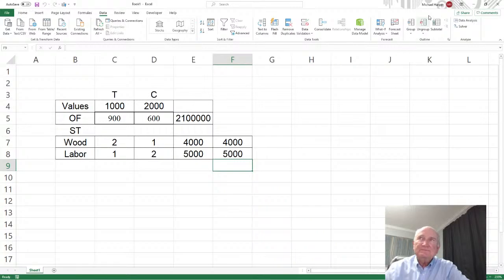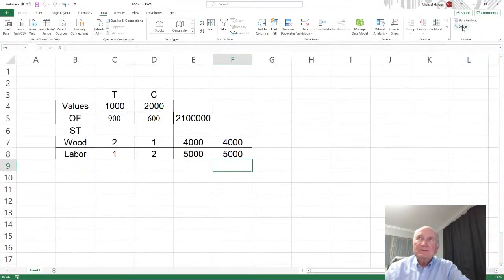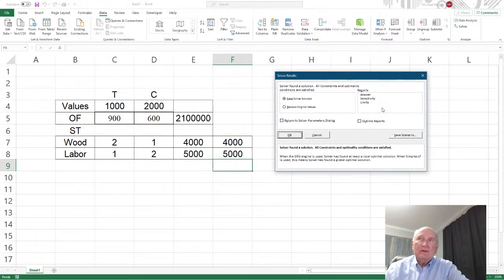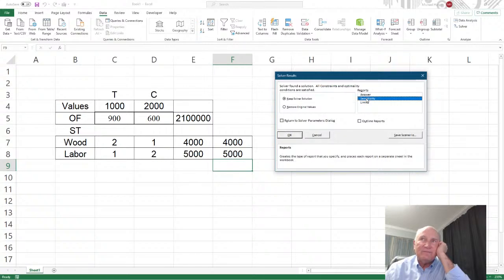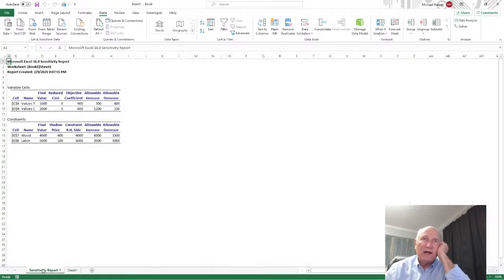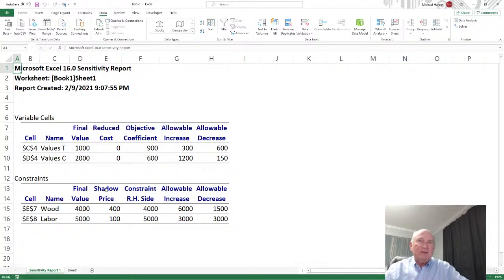There it is, 2100. Now when I solve it again, here's where the sensitivity analysis comes in. I'm going to click sensitivity. Now when I say OK, it's going to keep the solution, but it's going to create another spreadsheet of my sensitivity. I say OK, boom, sensitivity report. I open it up, and here's where I have my shadow prices right there.